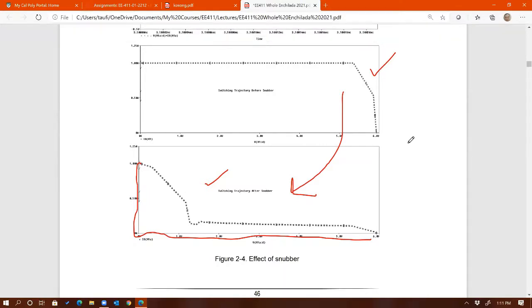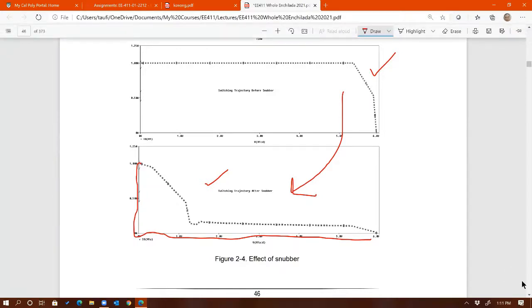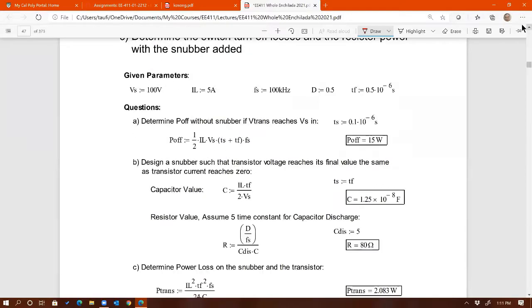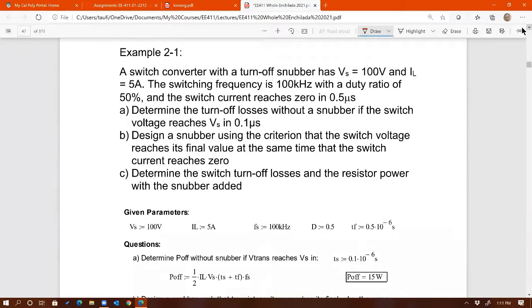Any questions on this? All right, if not, example. A switching converter with a turn-off snubber has Vs supply voltage of 100 volts, load current of 5 amps. The switching frequency is 100 kilohertz with a duty cycle of 50%, and the switch current reaches 0 in 0.5 microseconds. So that's Tf. The current reaches 0, so that's Tf.